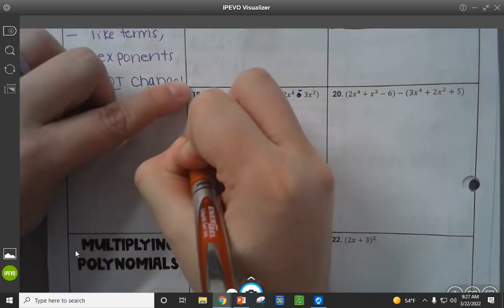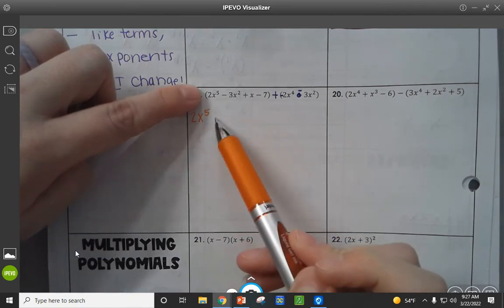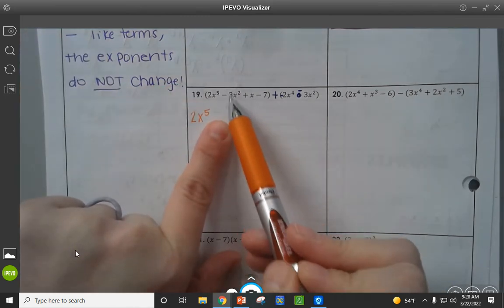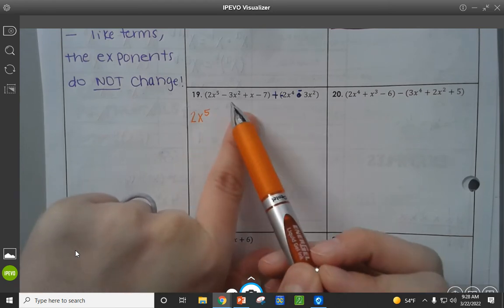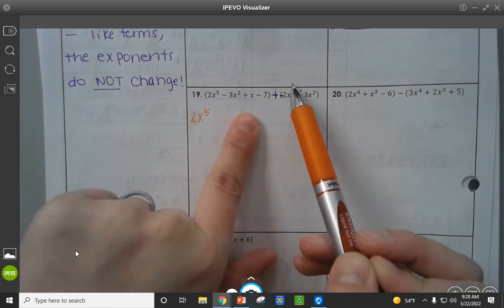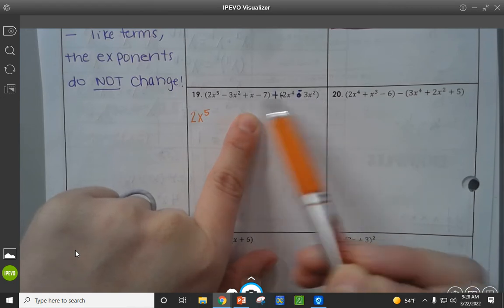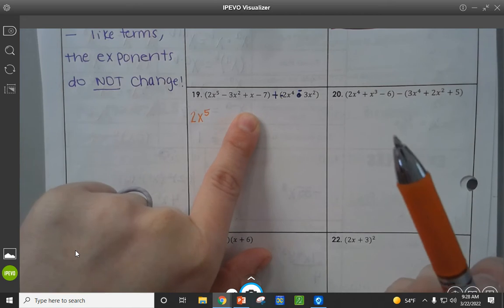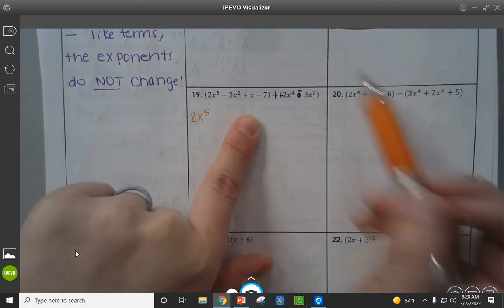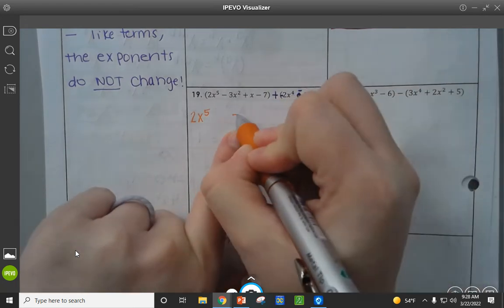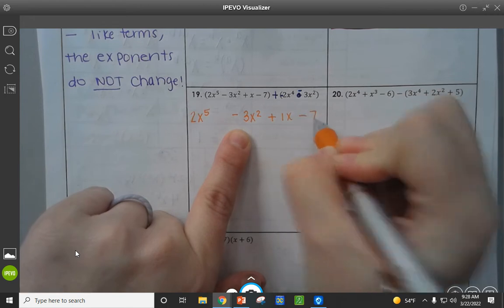All right, so I have 2x to the fifth. I'm going to leave a space for x to the fourth. Now, x cubed would be next. I go 5, 4, 3. Do I have an x cubed in either one of these? No. So you don't necessarily have to leave a space because there's not anything there. If you leave 2 spaces, that's not a problem. But I don't have anything to put, so I would have a minus 3x squared plus 1x minus 7.